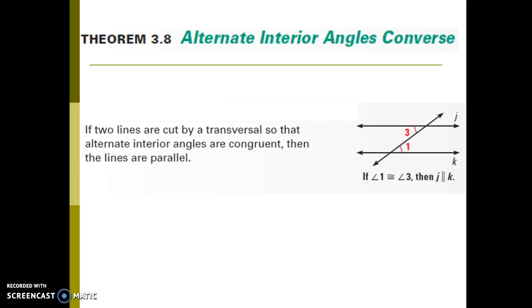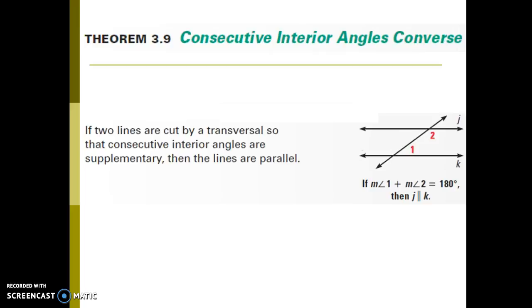This is also going to be true for my alternate interior angles. So again, instead of saying if the lines are parallel, then I can assume that alternate interior angles are congruent, I'm saying the converse of that. If the angles are congruent, I can assume that the lines are parallel.